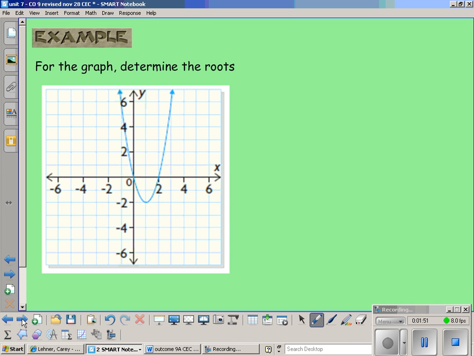For the graph, determine the roots. This question might have been, for the graph, determine the x-intercepts. Or it might have been, for the graph, determine the roots. So it could be roots, it could be zeros, or it could be x-intercepts. So what we do is we look at what are these points that the graph intersects on the x-axis. It is at 0 and 2. So there are your roots, there are your x-intercepts, there are your zeros.